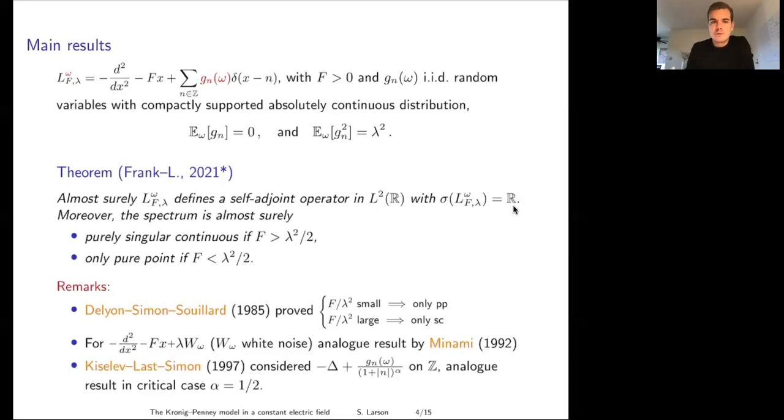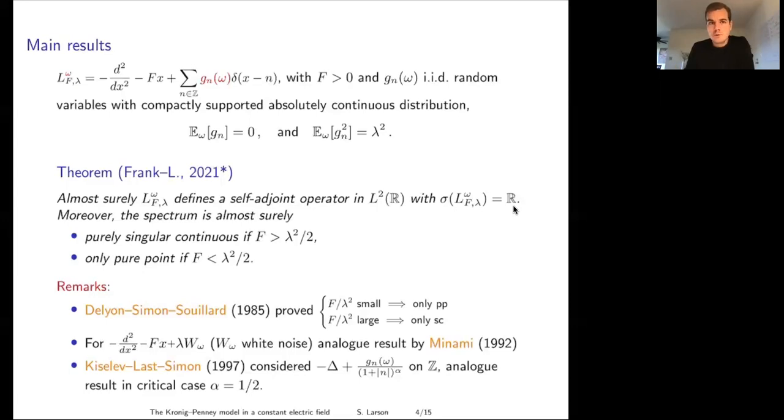A similar result was proved by Minami in '92, who studied a related model, but where you replace this random Dirac comb by a white noise potential times a coupling constant lambda. He studied only a half-line operator, but obtained the corresponding result that we have. He had a sharp transition from pure point to singular continuous spectrum.